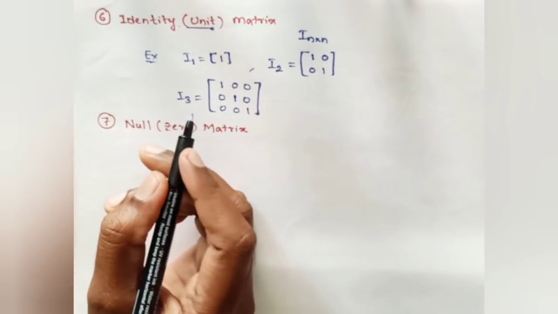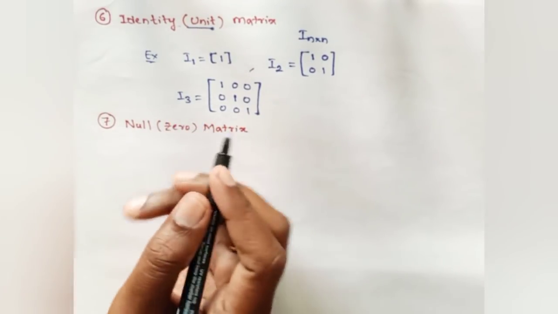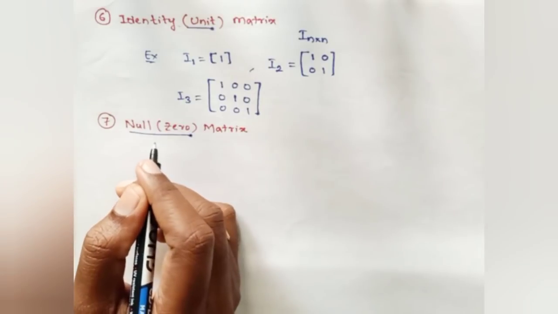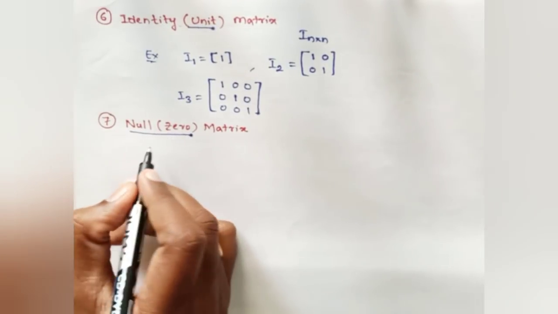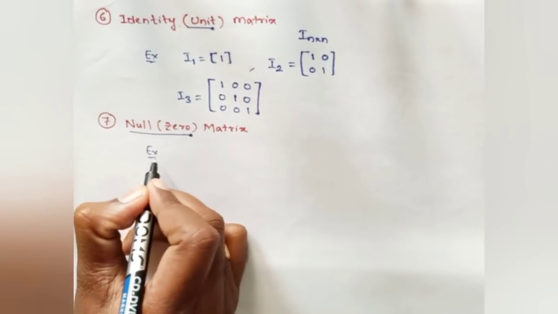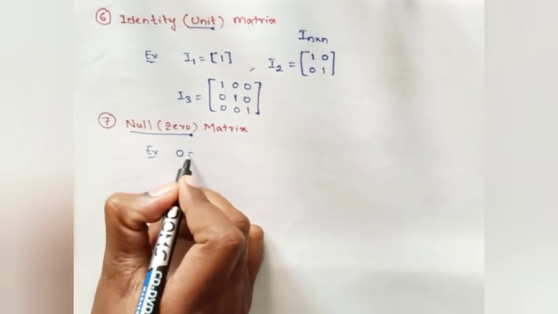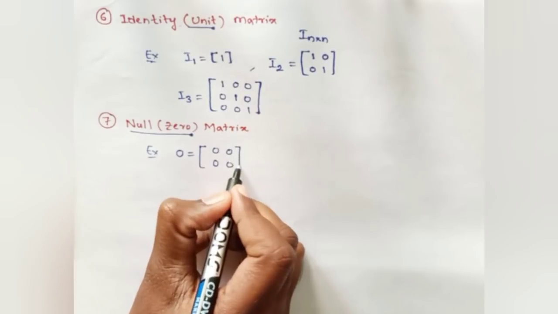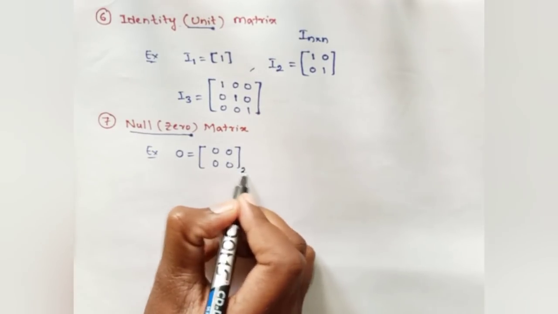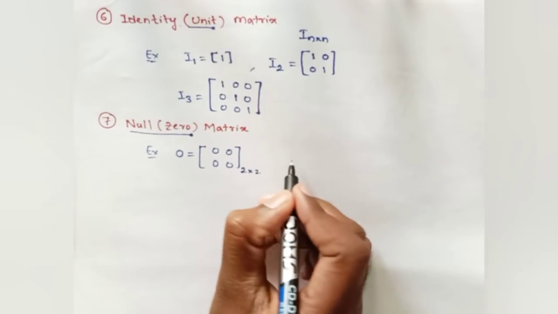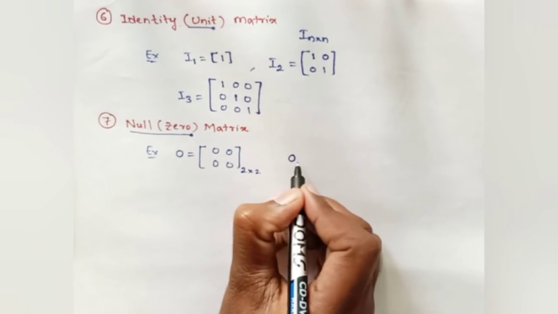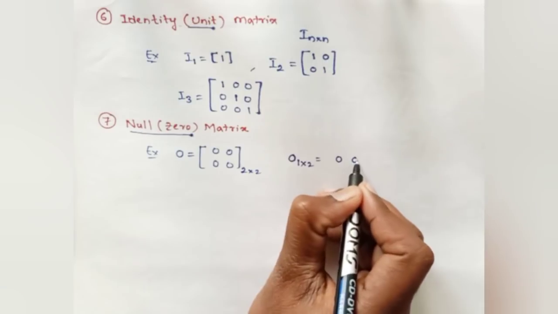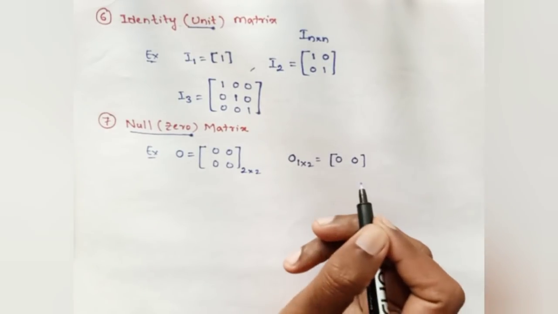If each element of a matrix is 0, then we say that it is a null matrix or zero matrix. There is no restriction on order, so it may or may not be a square matrix. For example, here it is equal to 0, 0, 0, 0. So it is a null matrix of order 2. And let us consider one more null matrix of order 1 by 2, meaning it contains one row and two columns. It is also a null matrix.